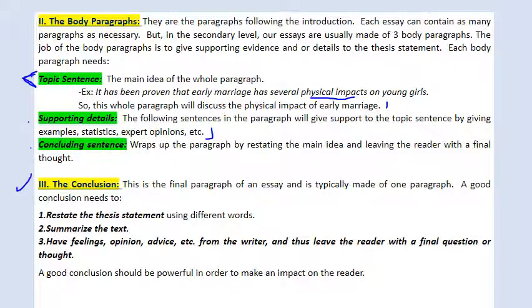Finally, the conclusion, which does the following: restate the thesis, summarize, and leave the reader with a final thought.